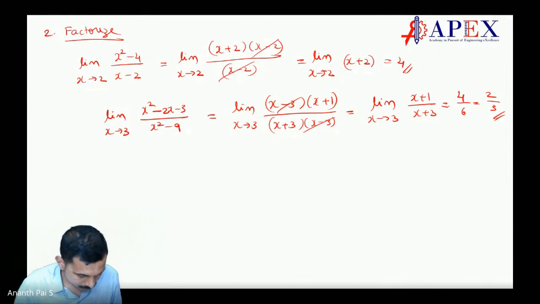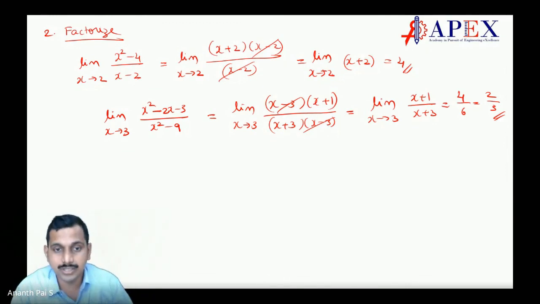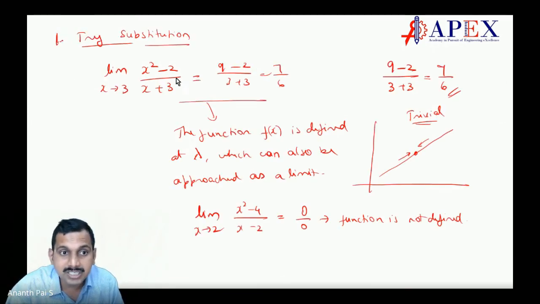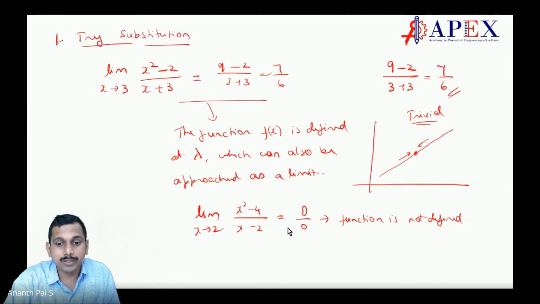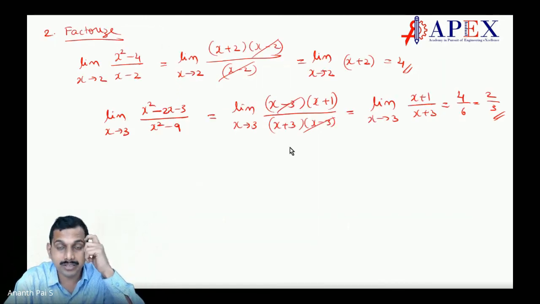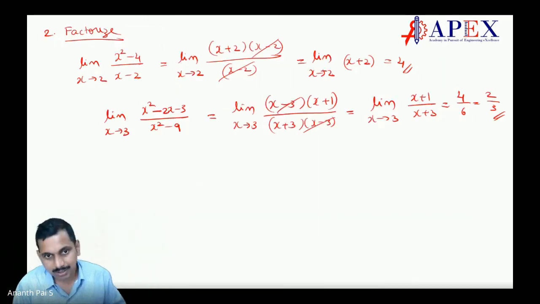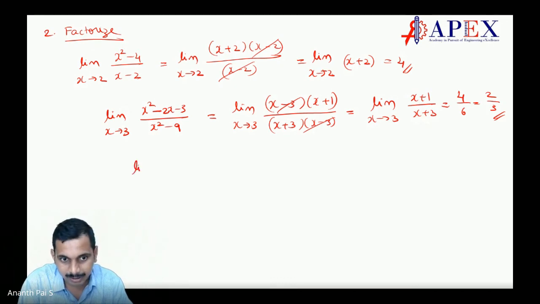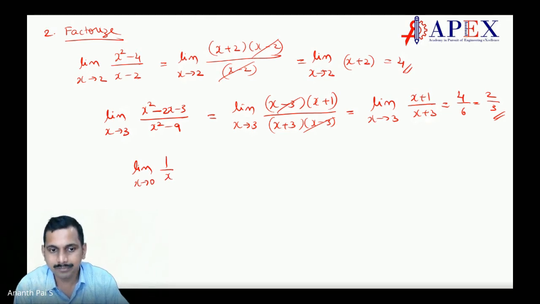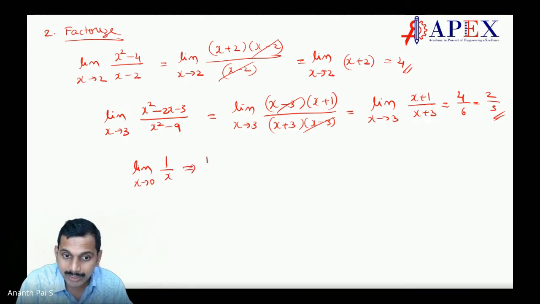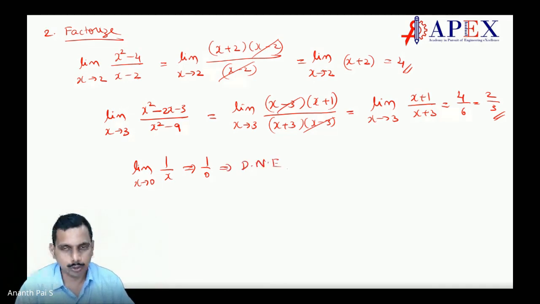So now, when you do factorization, there is one trouble which comes. Not all limits you can solve. Just like in the first step, when you tried substitution and got 0 by 0, you cannot proceed, you have to go to the second type. So with factorization, there might be places where you will get something like limit x tending to 0 of 1 by x. That will go as 1 by 0, and this does not exist. Very important. So you have to go to some other method.